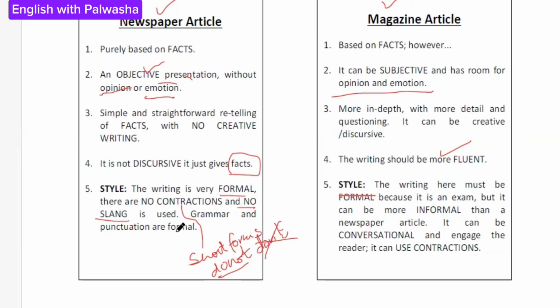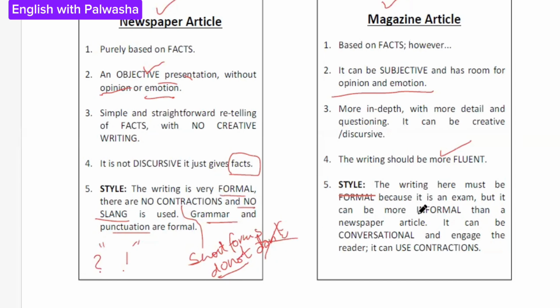Grammar and punctuation are formal. You have to use grammar and punctuation in a formal manner. If you want to put inverted commas, you are requested to do it. If you want to put an exclamation mark, do it. If a question is required, do it. All right, so this is something you need to follow in a proper manner.